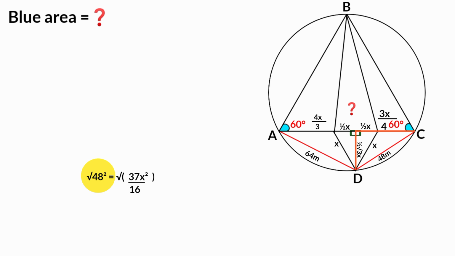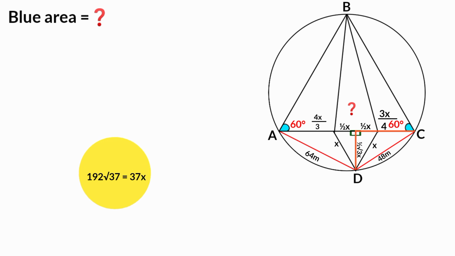Here square root of 48 squared is 48, while here square root of 37x squared over 16 is root 37x over 4. So 48 equal to root 37x over 4. Multiply both sides by 4. Here 4 cancels 4, while here 48 times 4 is 192. Multiply both sides by root 37. Here root 37x times root 37x is 37x, while here 192 times root 37 is 192 root 37.